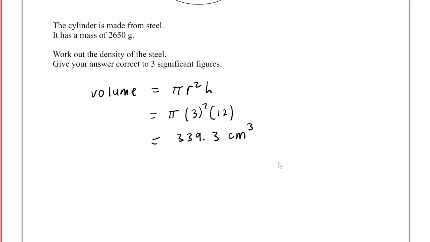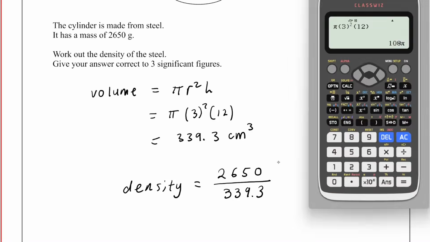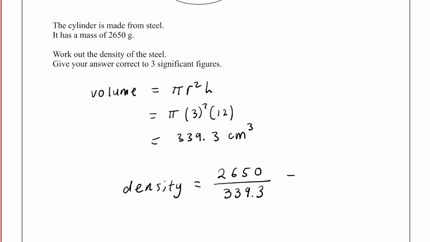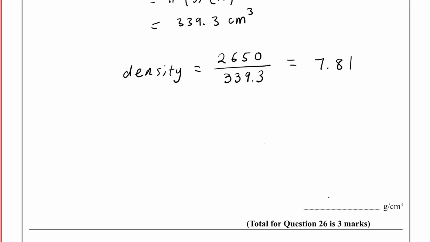So density is equal to mass, which is 2,650, over volume, 339.3. So 2650 over answer, and we get 7.81. So that is our density.